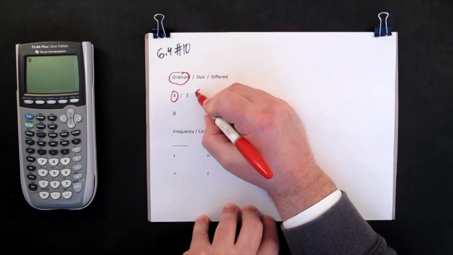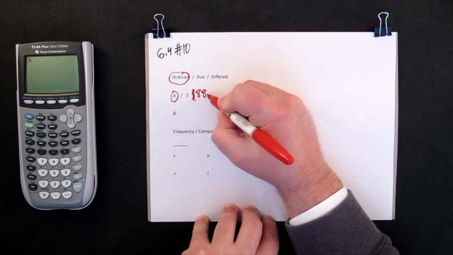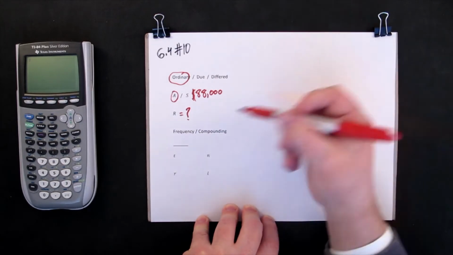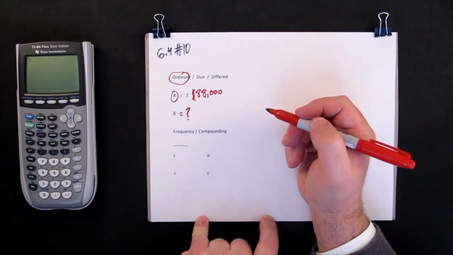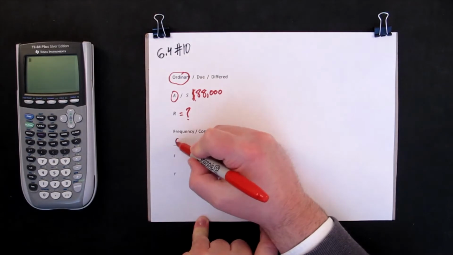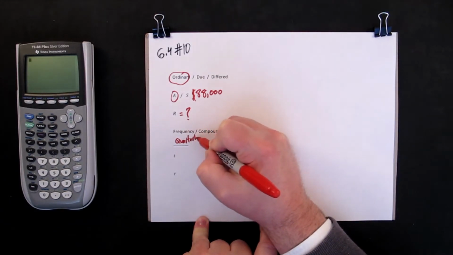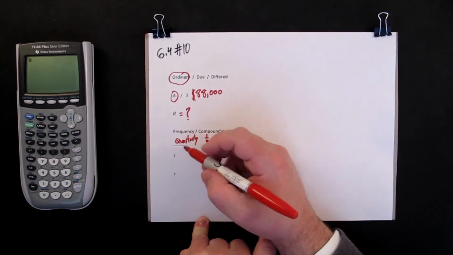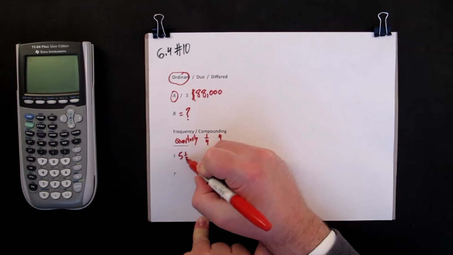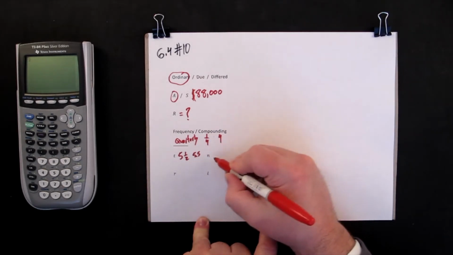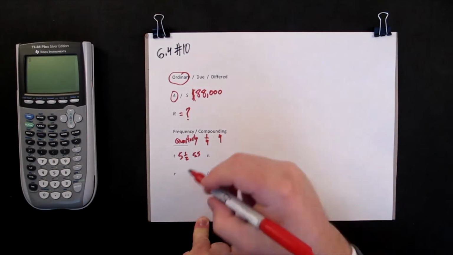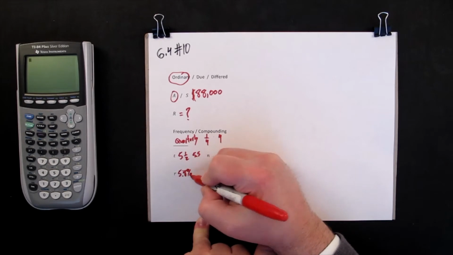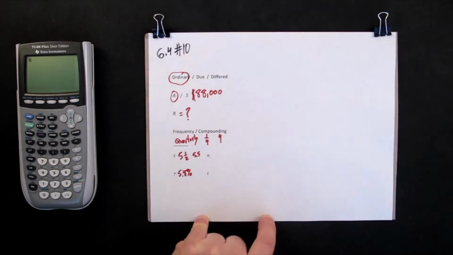We know the present value is $88,000. The question is asking for what the payments are, so we don't know that. What's the frequency of compounding? So it's quarterly. So that means 1/4 and 4. Our time frame is 5.5 years. So we want that as a decimal, and then we have to figure out the number of periods. And the interest rate is 5.8%. Again, that's annual, and so we have to adjust it for the period.